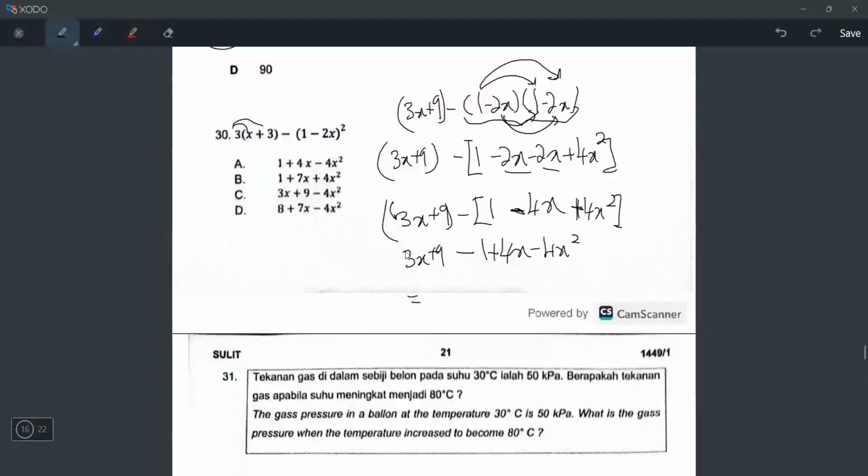Okay, now only you will combine this part and the 3x plus 9 together. So the negative 4x squared, usually I will put paling depan because got square. But I look at the options, all the x squared they put belakang, so I also put belakang. And then the 3x plus 4x is 7x. And then the 9 minus 1 is positive 8. So that's the answer. So D. Yep.